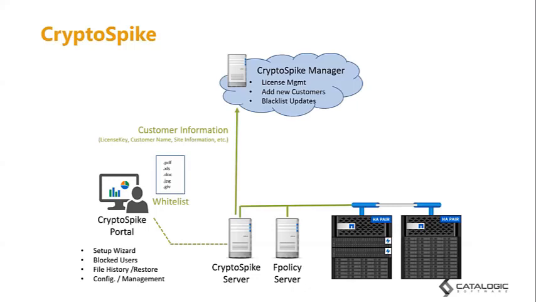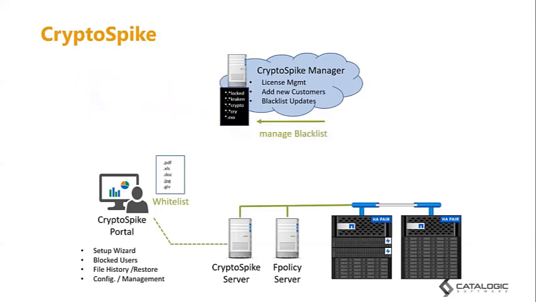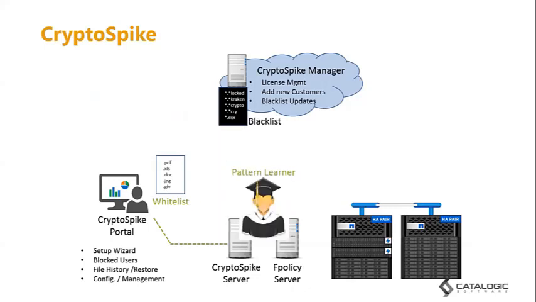In terms of the CryptoSpike server, that communicates back to a CryptoSpike manager, which is centrally managed. That controls the license management, the ability to add new customers, and also blacklist updates on there. The blacklist itself is collected from different websites. That contains over 2,000 known file types and patterns that are associated with ransomware at this point in time. It's updated on a daily basis and pushed down from the CryptoSpike manager into your CryptoSpike server, and then from there pushed to the F-policy servers, and that has to be pushed out then into the environment, as we see in the demonstration here.